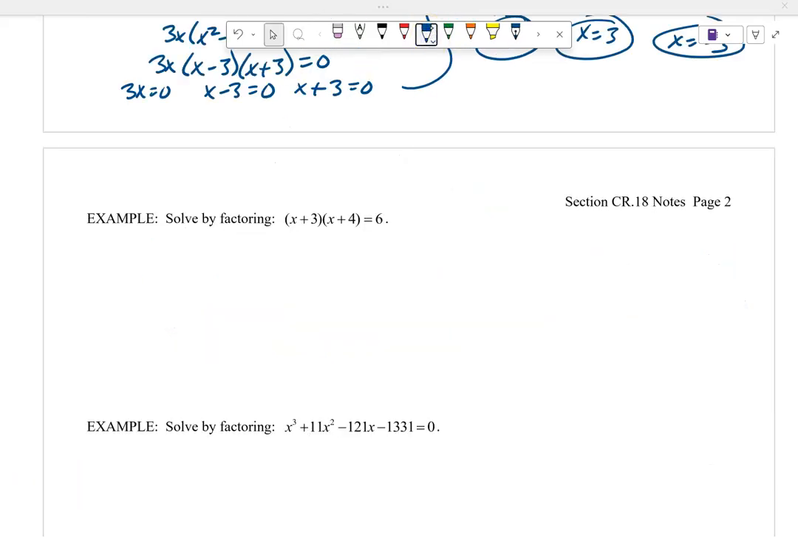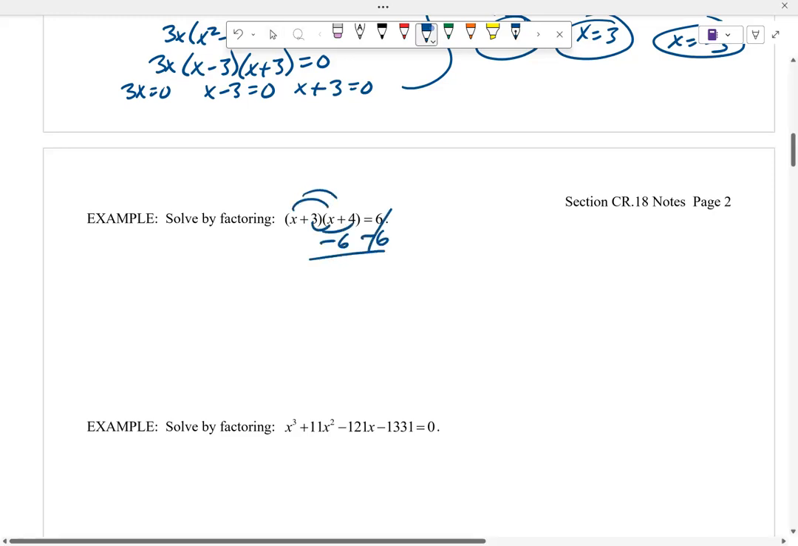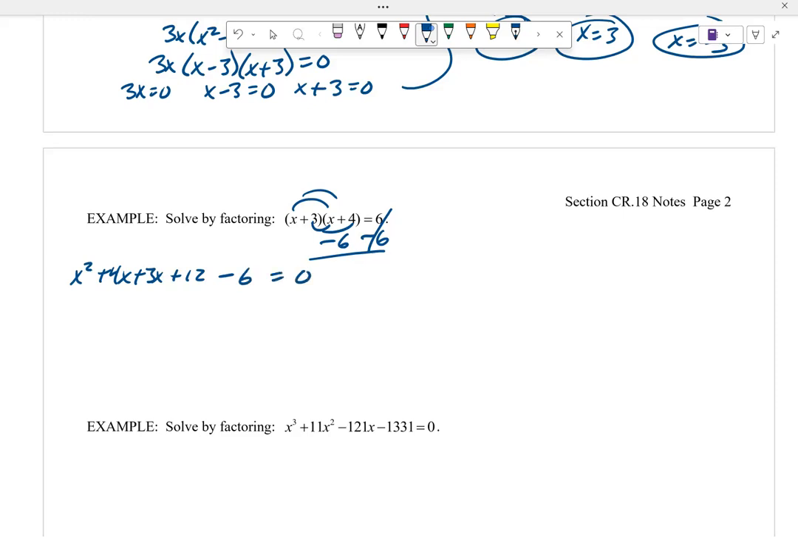All right, here you're looking at this. Hopefully you notice that you got to get one side equal to 0 on this. So I'm going to FOIL that and then subtract 6. So I got x squared plus 4x plus 3x plus 12, then minus the 6 equaling 0. Again, I got to have one side equal to 0. And then I'm going to have to factor it to solve it, right?